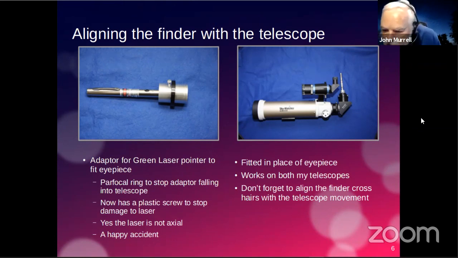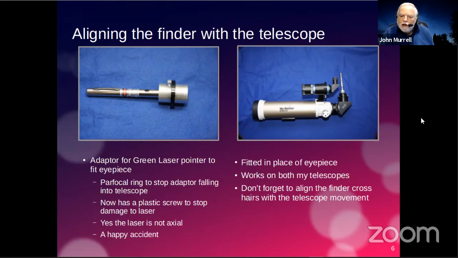Now, if you look at the top right picture, you can see the adapter in place of the eyepiece. Admittedly, where it is at the moment it's quite difficult to look through the finder because you poke your eye out with the laser pointer. I told you laser pointers are dangerous, didn't I? Normally, of course, you'd have the finder or the eyepiece at an angle, but it was easy to photograph it lying flat like that.